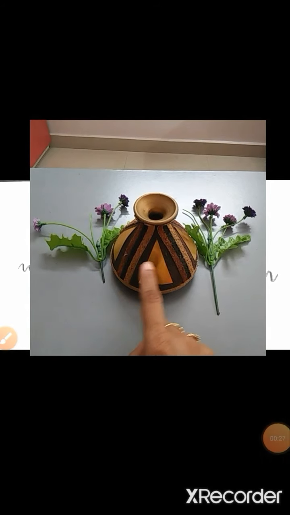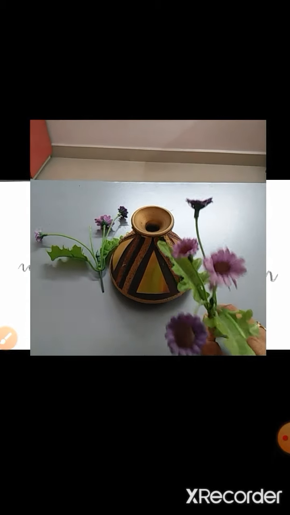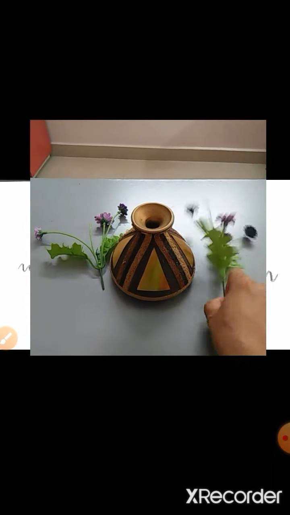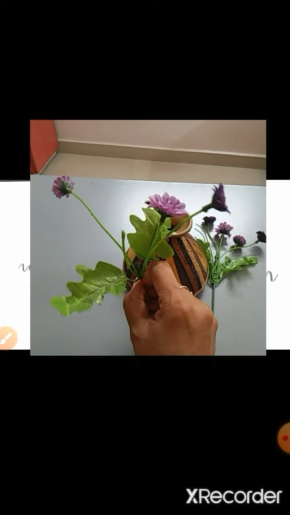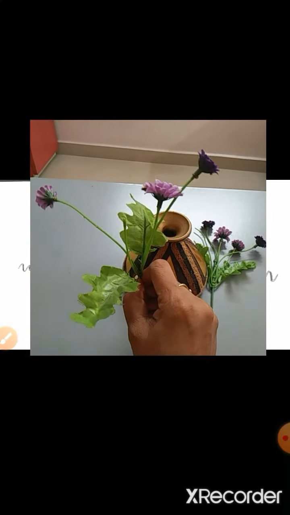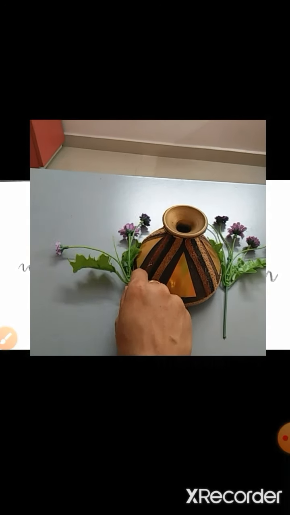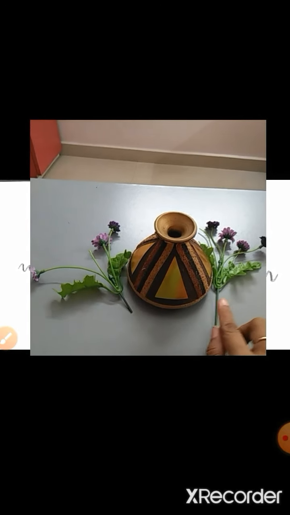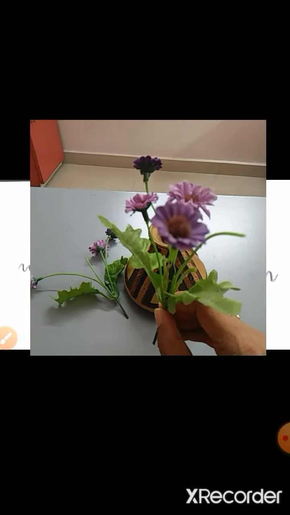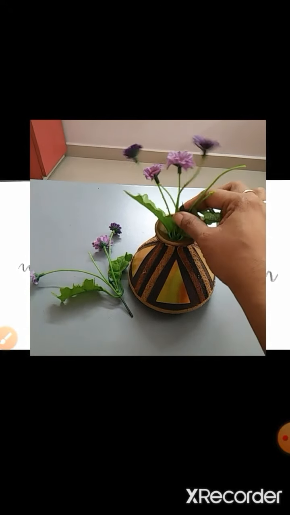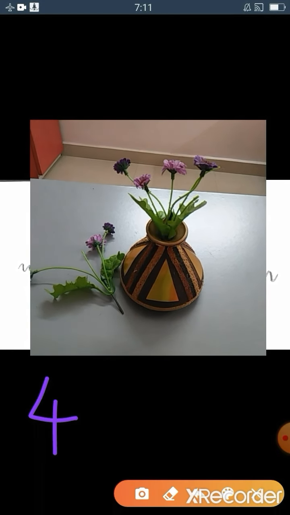Here you can see there is a vase. On my right hand side, there is a bunch of flowers in which there are 4 flowers, and on my left hand side there is another bunch of flowers. Count, children, how many flowers are there in the bunch which I am holding? Yes, there are 3 flowers in it. So what I will do is I will put both these bunches in this vase. So this bunch I have taken and I am putting it in this vase. So in the vase, how many flowers are there? Yes, there are 4 flowers.